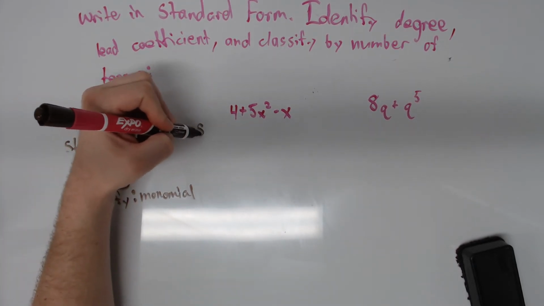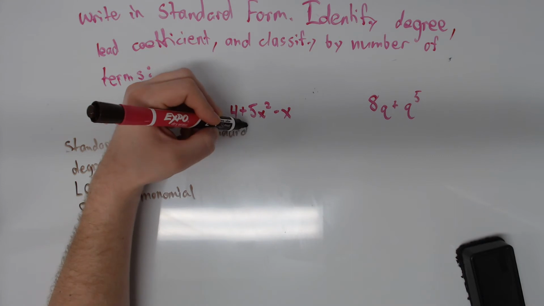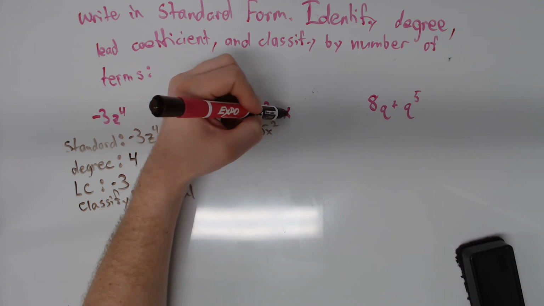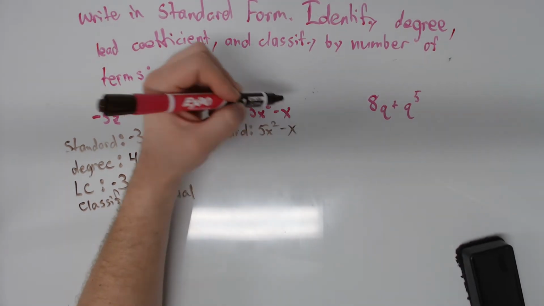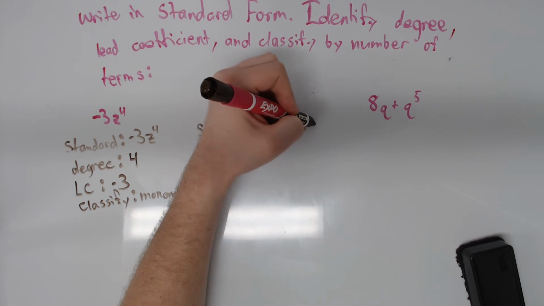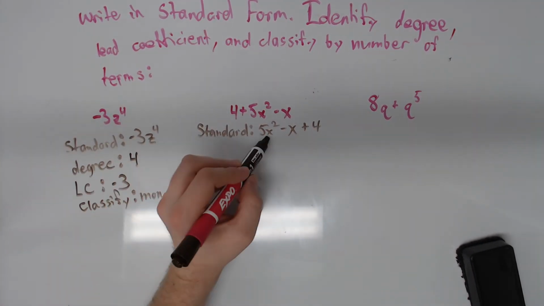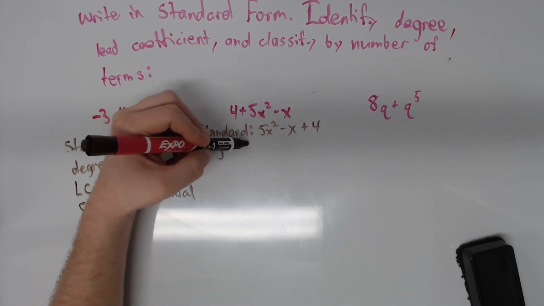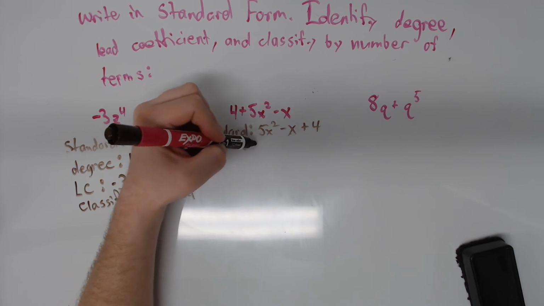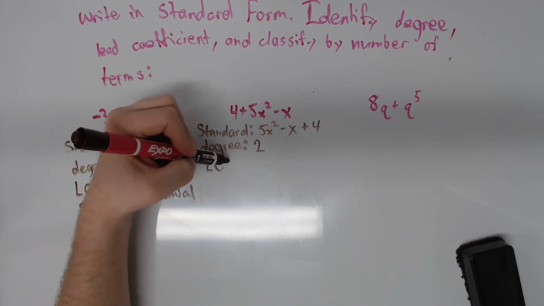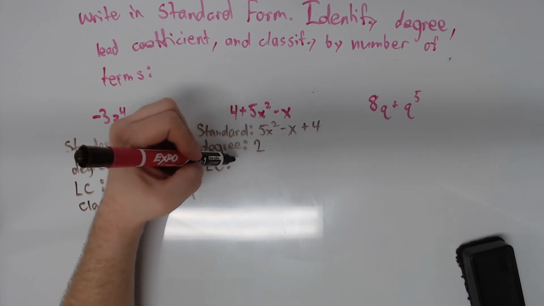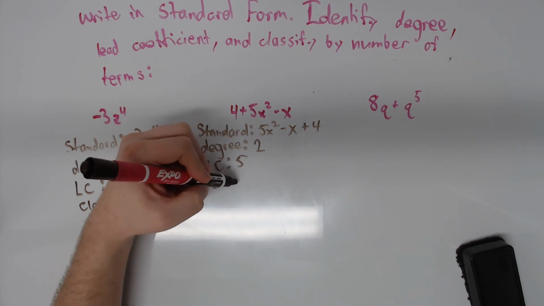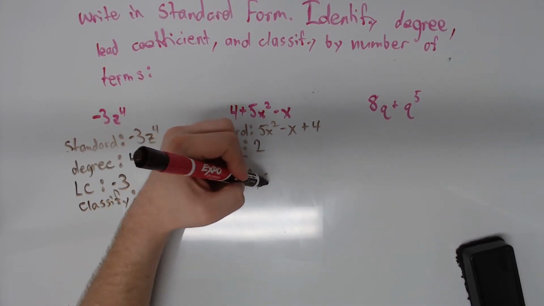Next problem, standard form. I do have to rearrange this one. Let's look at the terms. I've got an x squared, that's the biggest. Then I've got an x minus x. And then 4 is going to be the smallest, so plus 4 at the end. 2, 1, 0. So my degree is just 2, whatever my biggest term was. So my degree is 2. My lead coefficient is the number in front of that term, so 5. And my classification, this one has 3 terms. 3 is trinomial.